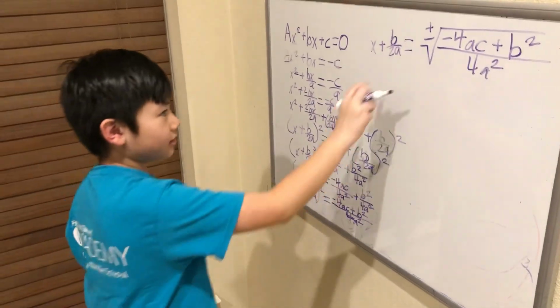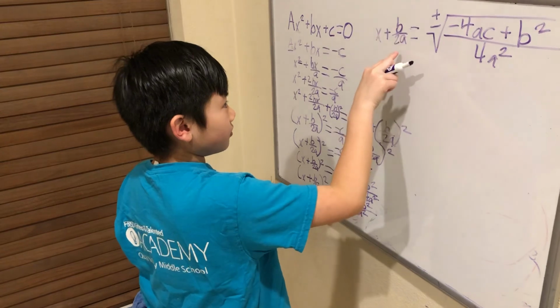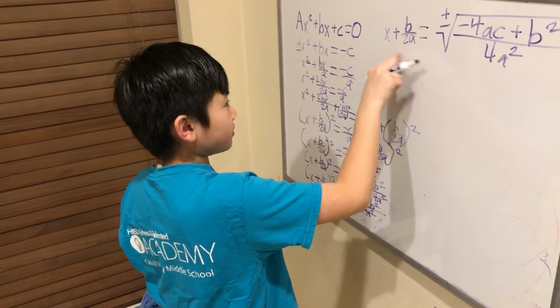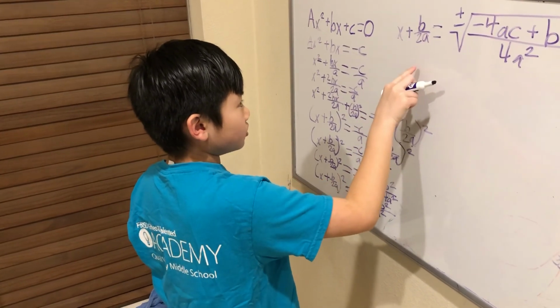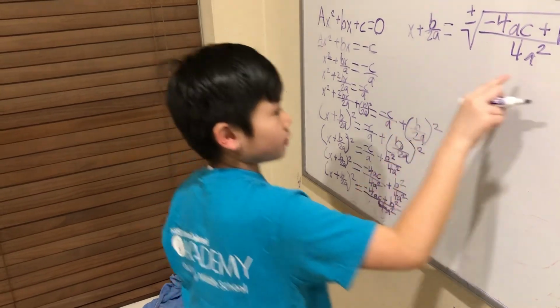Alright. So then we want to make x alone. We have to get rid of b divided by 2a here. To do that, we must also subtract it from here.